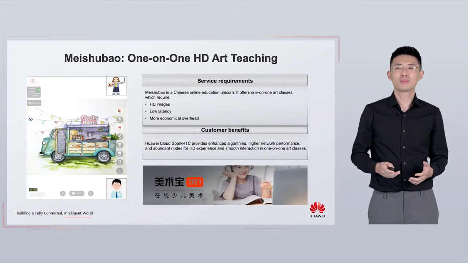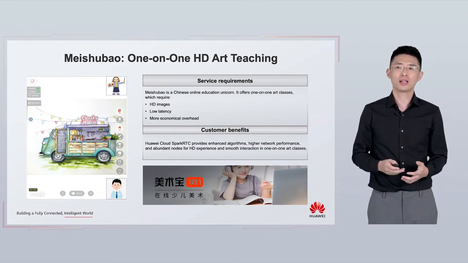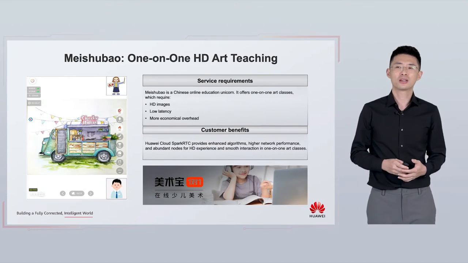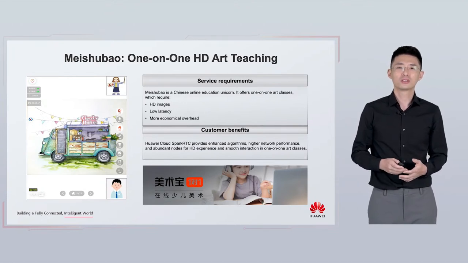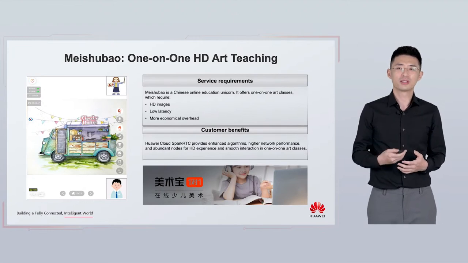And also we have the Mi Shu Bao 101 HD Art Teaching client. For this 101 Art Teaching service, they need HD images, low latency and more economical conversion. So our service provided these features to the client.